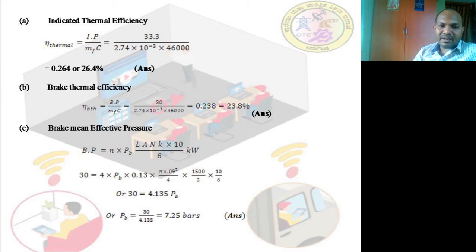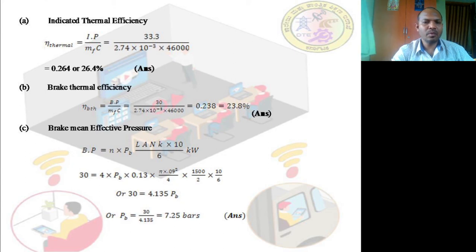After calculating all this, we will get 30 is equal to 4.135 PBM, which yields the brake mean effective pressure, which is equal to 7.25 bars. That is the solution for this problem. Okay.